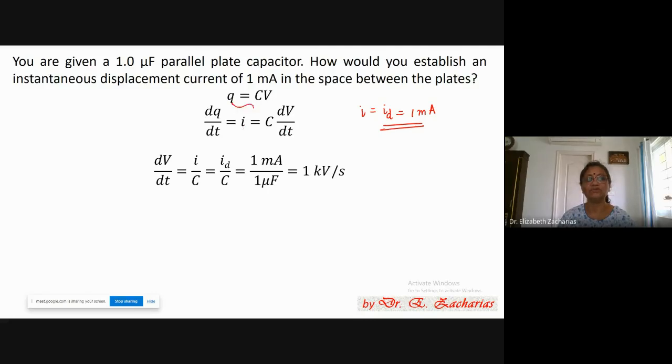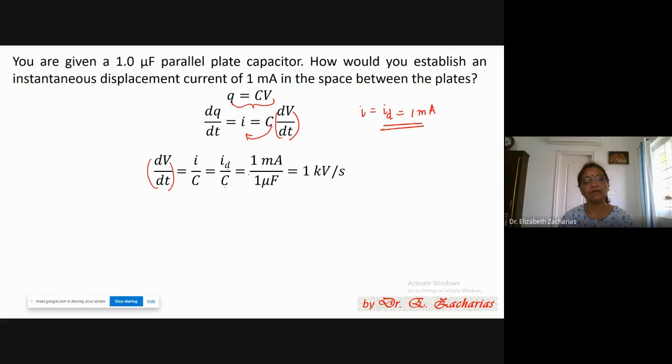Q is C times V, where V is the potential difference between the plates and C is the capacitance value. Therefore, you can write current as C dV/dt. Now rewrite so that you get only dV/dt on one side. Therefore it becomes I by C, and you know that I is equal to I_D, so put I_D by C.